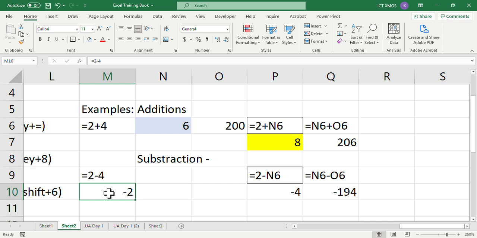The answer is minus. Yes, because 4 is bigger. 2 minus 4, the answer is minus 2. Why? Because this 4 is bigger than 2. When you are removing something big from something small, there will still be a remainder.